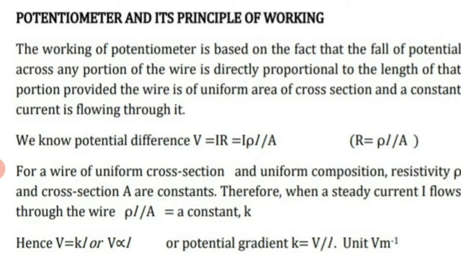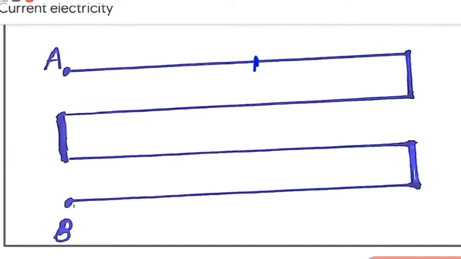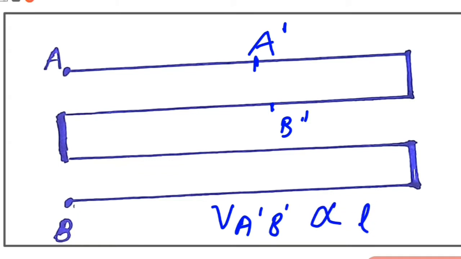So you can take any length, anywhere. Suppose you take 2 points like this, one here and the other here. We call these points A dash and B dash. The potential difference between A dash and B dash, we write as VA'B'. So VA'B' will be proportional to the length A'B'. That's what the principle of potentiometer says.